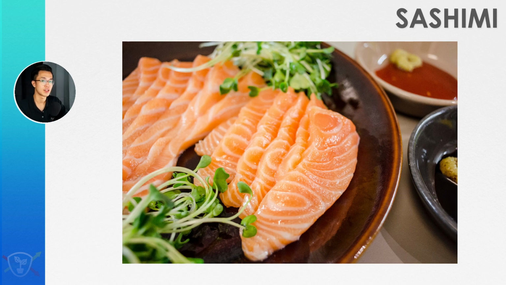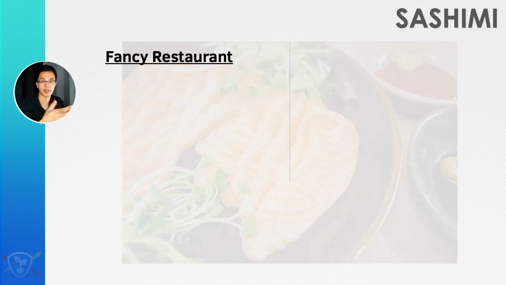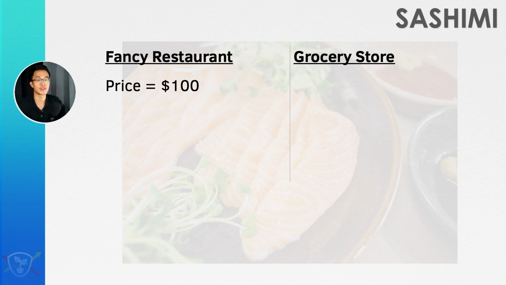Sashimi. Now if you go to a fancy, upscale Japanese restaurant and order a plate of salmon sashimi, it will maybe cost you around $100. You could also go to your local grocery store, and some of them sell little boxes of sushi and sashimi. You could perhaps get the same amount of salmon sashimi for $10. Now both of these options are salmon sashimi. What's the difference between the two? Why are they priced so differently?